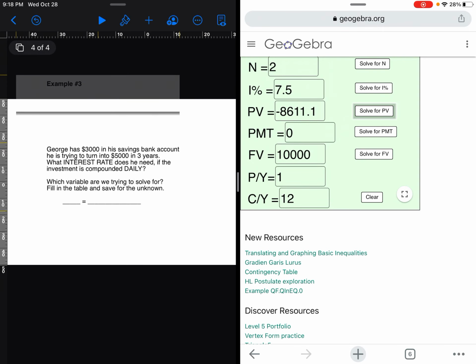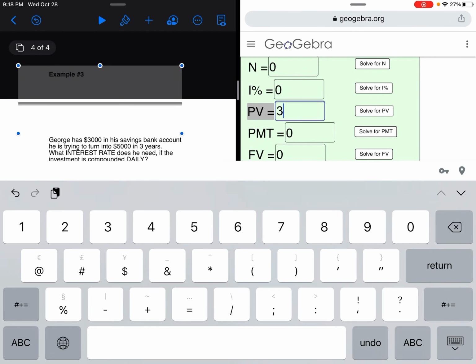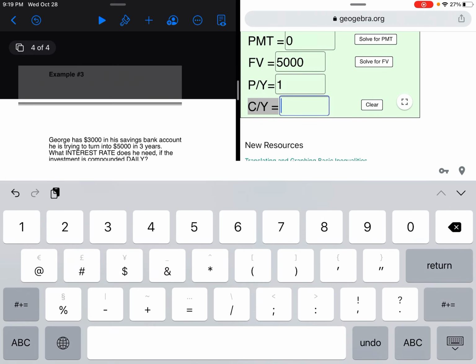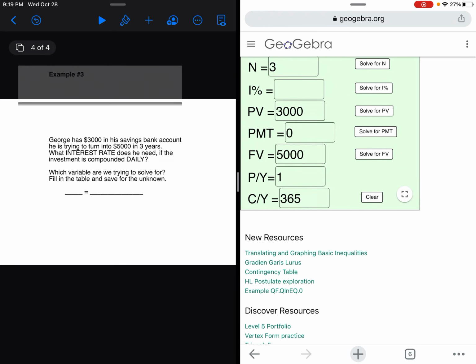Okay, last question here. Sorry that it's written funny, but we're going to clear it. George has $3,000 in his account. He's trying to have $5,000 at the end. So what this is telling us is that we have 3,000, we want 5,000, and it's going to happen in 3 years. It says, what interest rate does he need if he's compounding daily? Well, compounding daily is actually really good. So we have 365, and we're going to scroll up and solve for the interest rate.